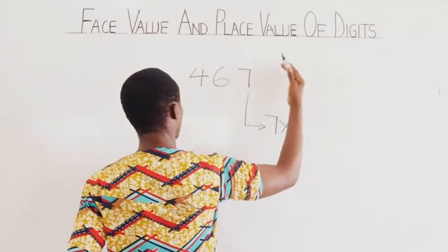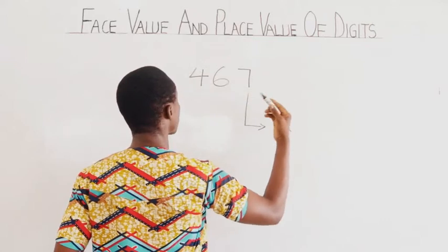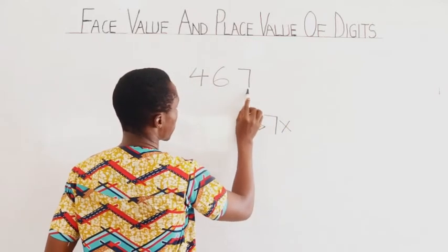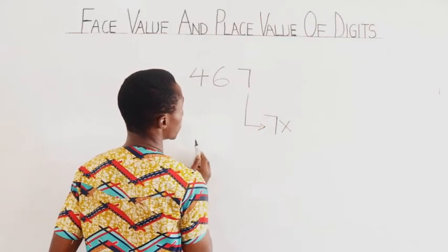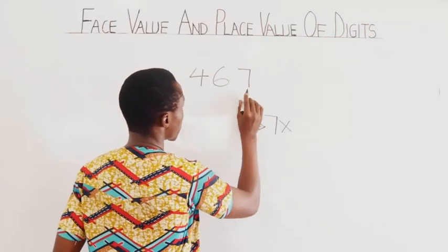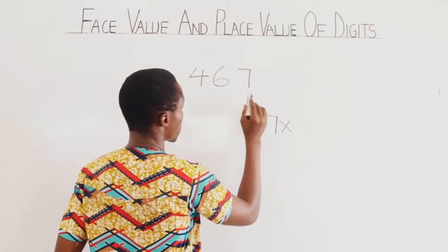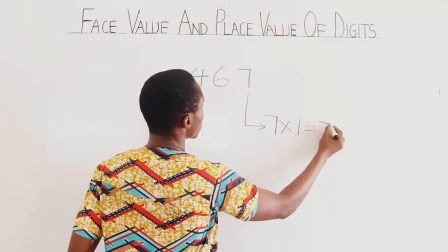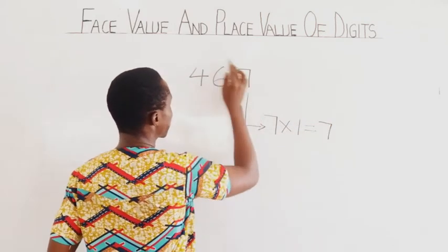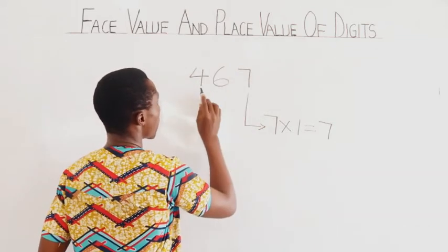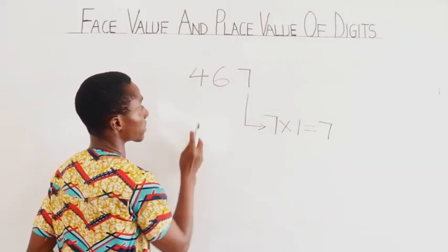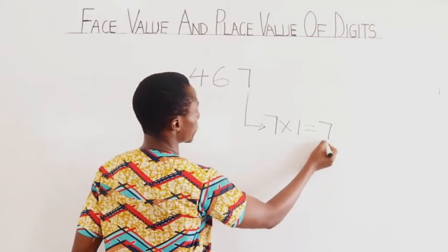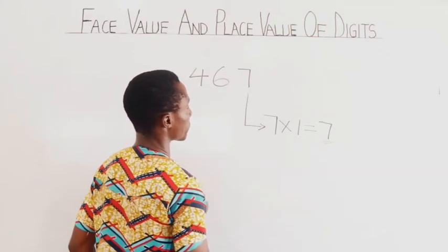And counting from our right hand side, 7 is in the ones number place, and therefore the value of the number place is 1, and therefore 7 in the number 467 has a place value of 7.